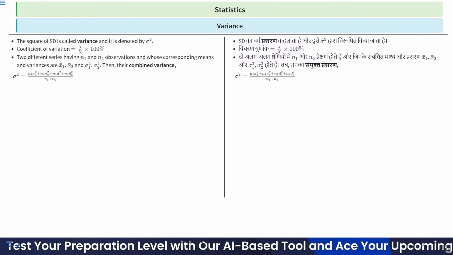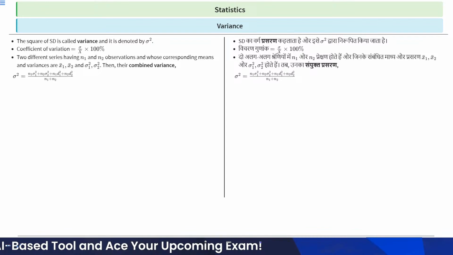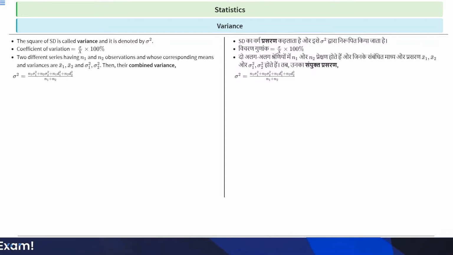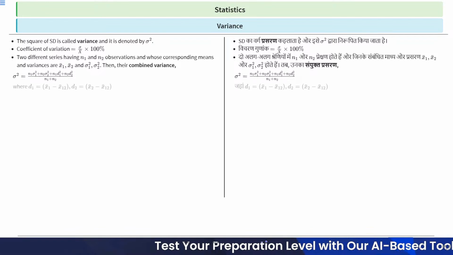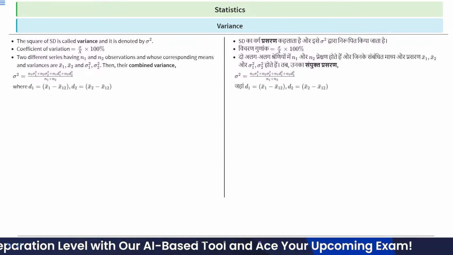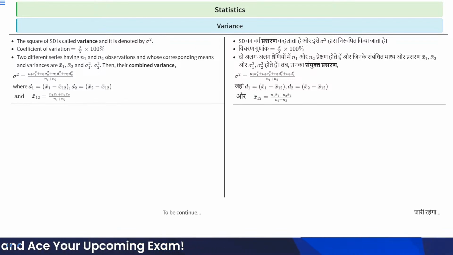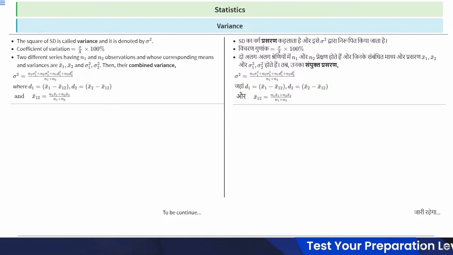In two different series having n1 and n2 observations and whose corresponding means and variances are x1 bar, x2 bar and sigma1 square, sigma2 square, then their combined variance can be calculated as sigma square is equal to n1 sigma1 square plus n2 sigma2 square plus n1 d1 square plus n2 d2 square upon n1 plus n2, right? Where d1 is equal to x1 bar minus x12 bar and d2 is equal to x2 bar minus x12 bar. Clear? And x12 bar is equal to n1 x1 bar plus n2 x2 bar upon n1 plus n2, right? You have to keep in mind, right?